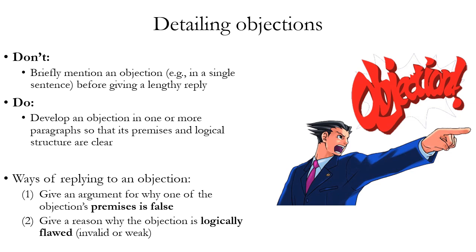There's two main strategies for responding to an objection. One is to say the objection fails because it has a false premise or one or more false premises. A second way an objection can fail is if it's logically flawed. So the argument is weak or invalid, and even if the premises were true, they would not prove the conclusion of the objection. So you're going to choose one of those two strategies in responding to the objection.